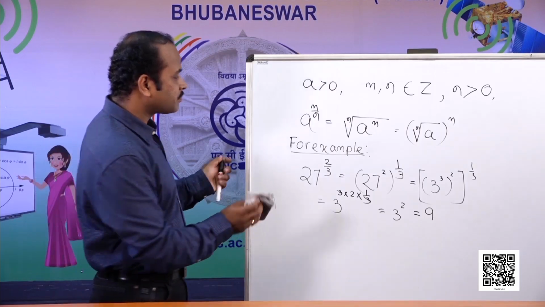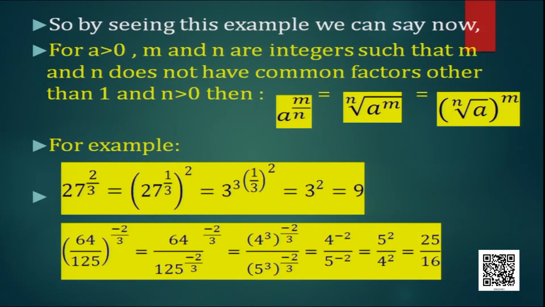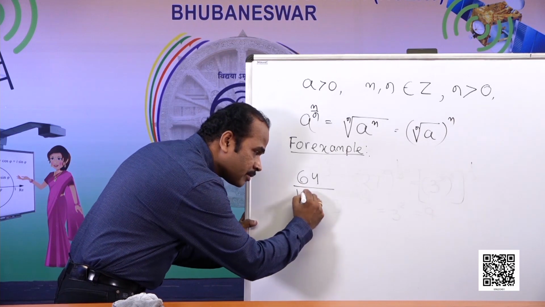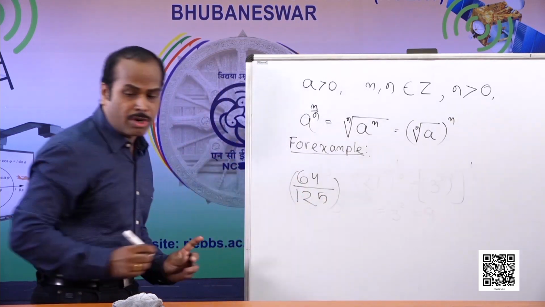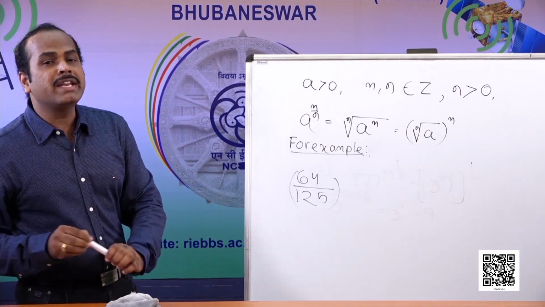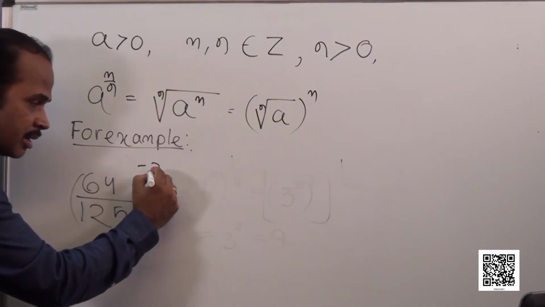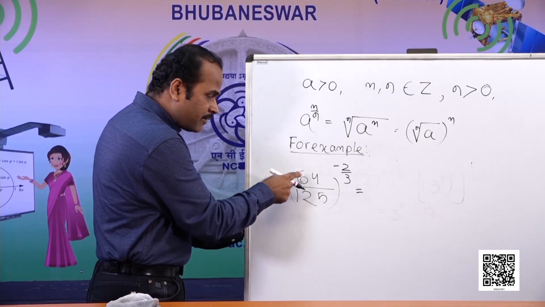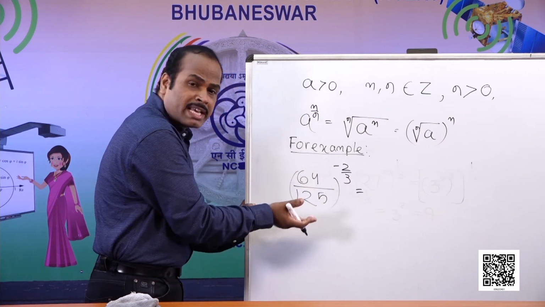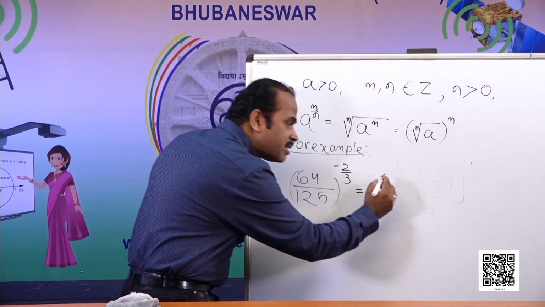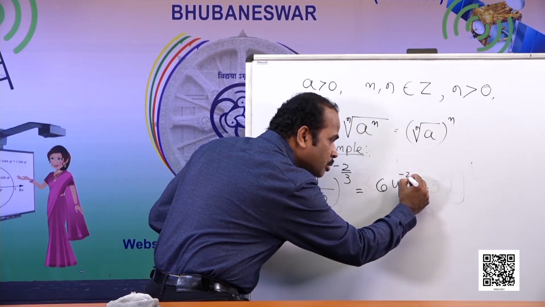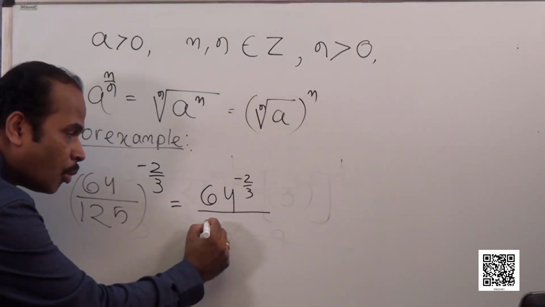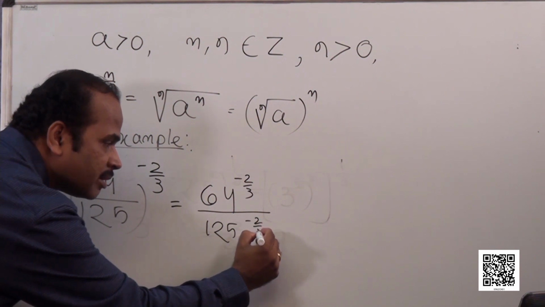If I take one more example, let us go for 64 by 125 to the power minus 2 by 3. So how will I find it now? If the base is already in the form of a rational expression, I can write 64 to the power minus 2 by 3 divided by 125 to the power minus 2 by 3.